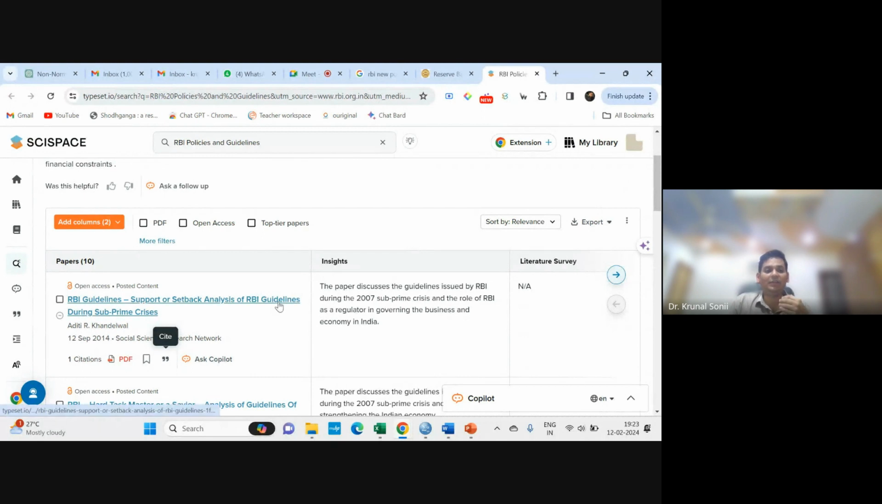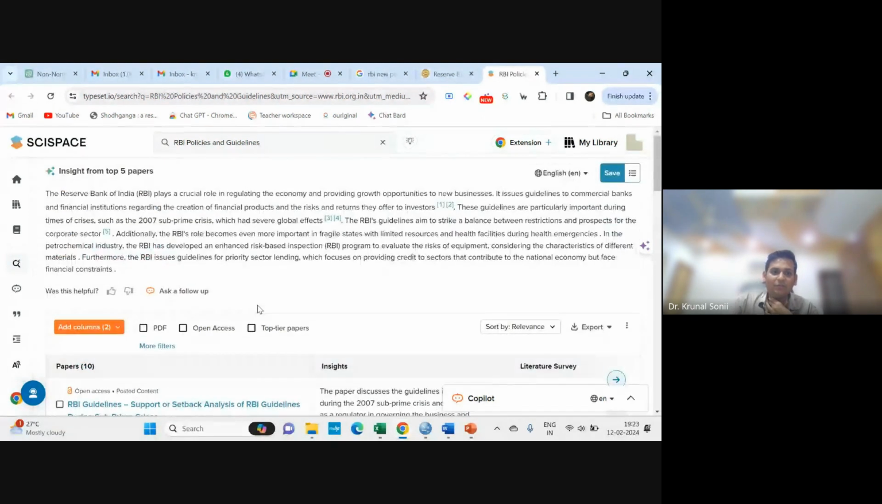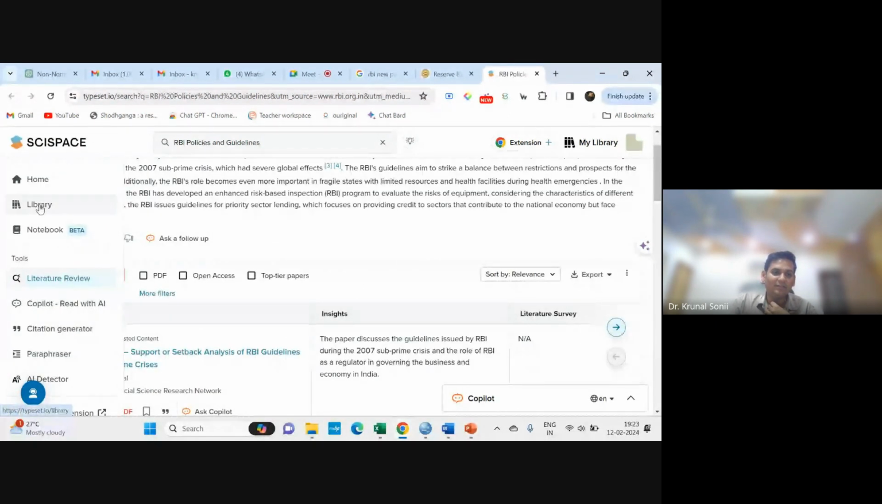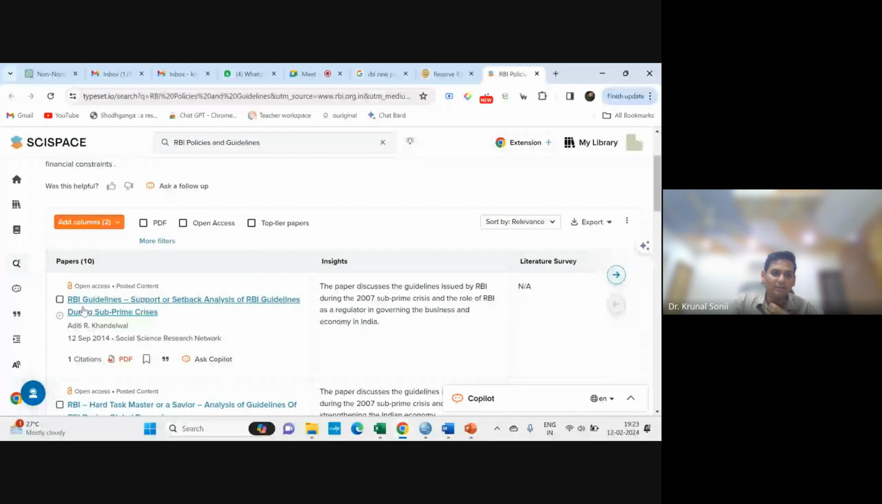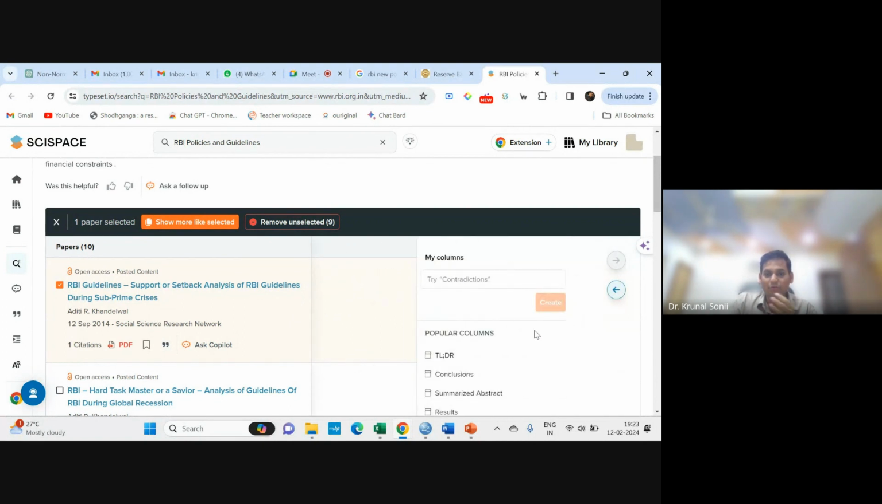Or even if you feel that this article is good and I want to save it for further use, you can also save this article in your library. Right. So you can see this library. If you click on this article, you can also create multiple folders in your library with the name of the folder that you want to track it.